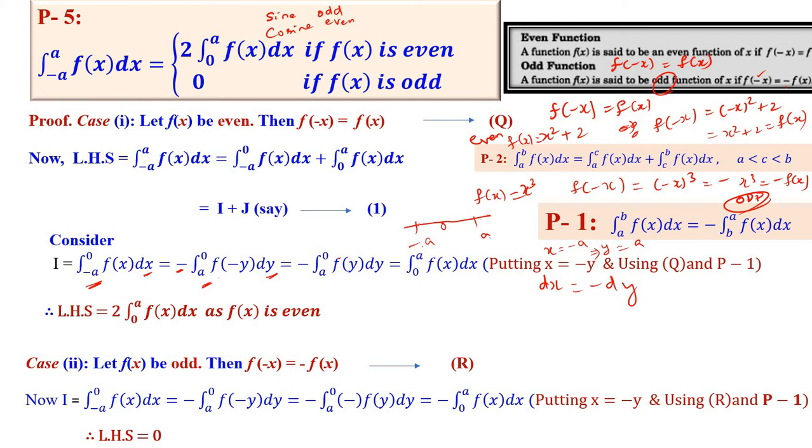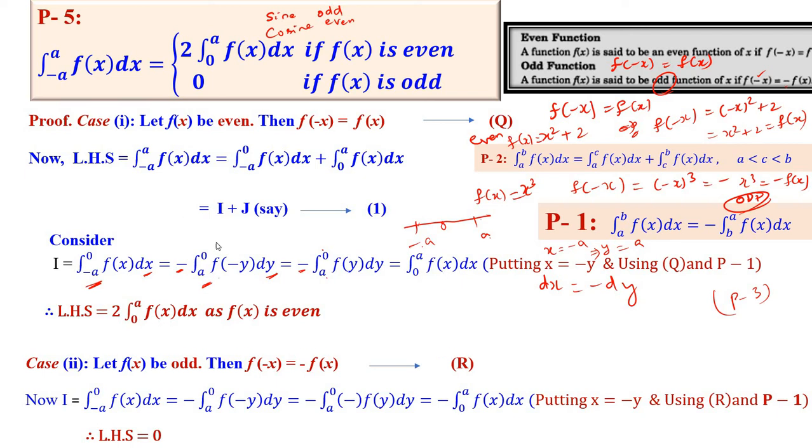Now f of minus y is an even function, so f of y dy is what you have. The minus sign and then a to 0 we have. So it can be rewritten using P1. P1 is what? Integral a to b f of x dx is minus integral b to a f of x dx. So we make use of that. This is only a dummy variable, so we have used P3 also. So we get integral 0 to a f of x dx. This is I alone that we have considered. J is again the same.